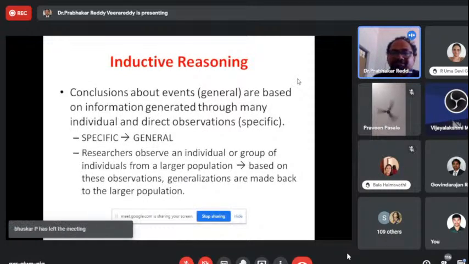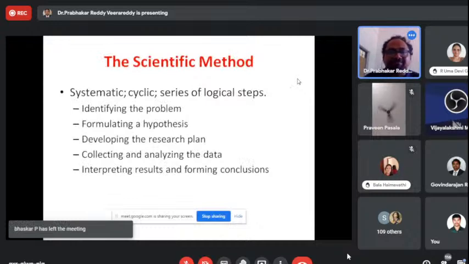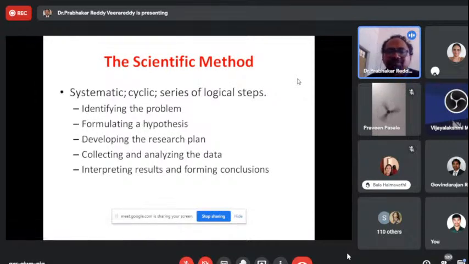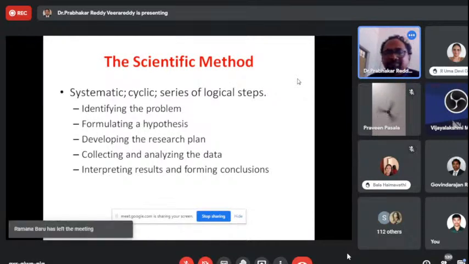Direct observations. Scientific method: systematic, cyclic, identify the problem, formulating a hypothesis, developing the research plan, collecting and analyzing the data, interpreting the data, forming conclusions. This is how you are going to start your work.